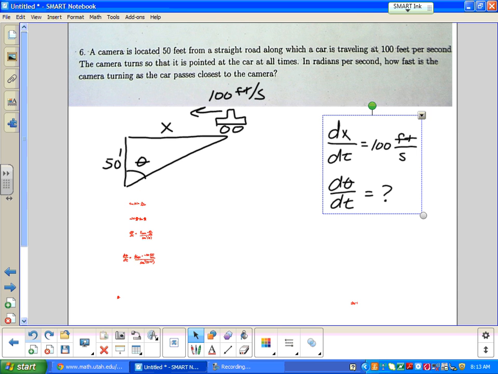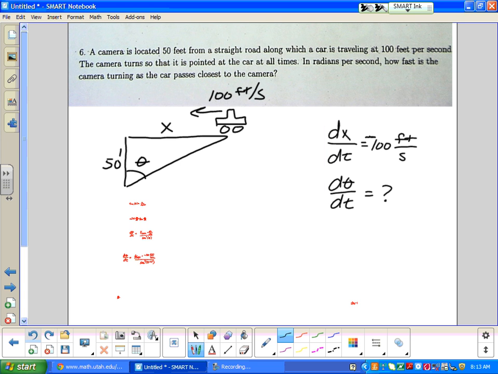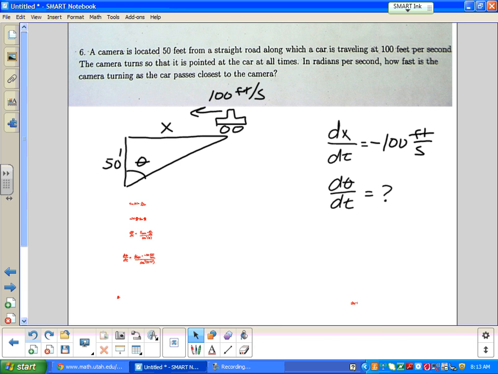Now, everybody, here's the other thing. This should be a negative 100 feet per second, right? You probably don't have that rate. Because the car is closing in, this is negative 100 feet per second. Check your work there. And we're looking for d theta dt at the moment the car passes right at this point. That is at theta equals 0 rads, or 0 degrees.